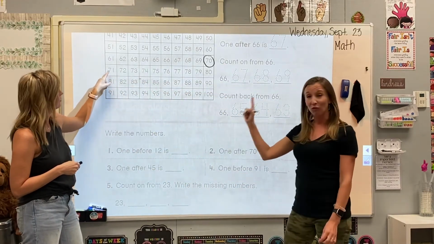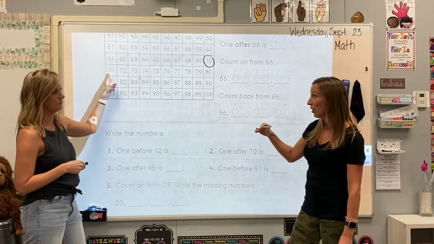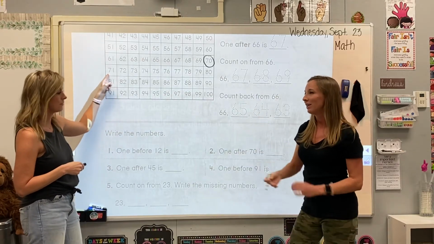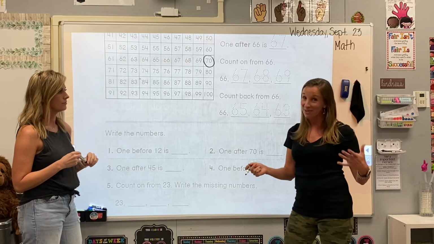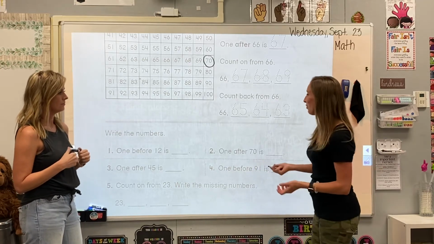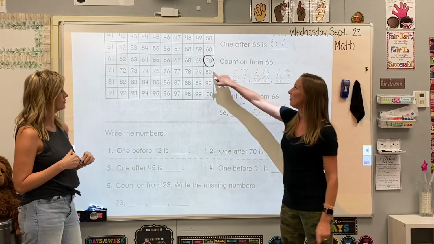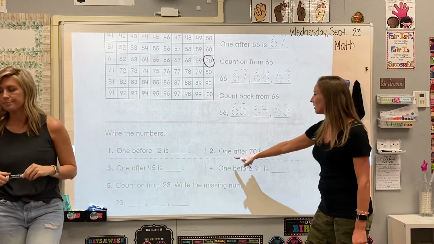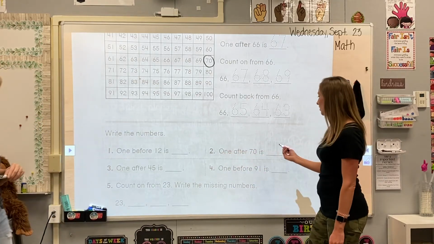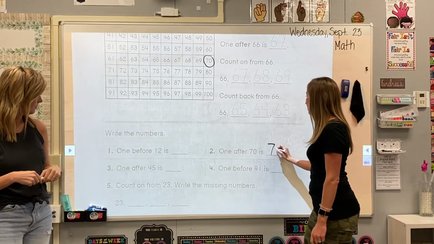We're going to look at the first number on the next row, which is 71. And that makes sense because when I'm counting, I say 70, 71, 72, and I go in order. So don't let the end of the hundreds chart trick you. Just go to the next row. So our answer for number 2, 1 after 70, is going to be 71.